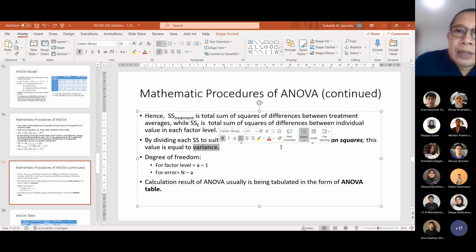Ya. Jadi kita lakukan sum of squares tadi, jumlah kuadrat tadi ya, itu dibagi dengan derajat kebebasan masing-masing. SS dibagi derajat kebebasan itu menjadi mean square, MS. Dan MS itu kelakuannya secara matematik menyerupai besaran varians. Varians ya, sigma kuadrat ya, kuadrat dari simpangan baku. Oke.